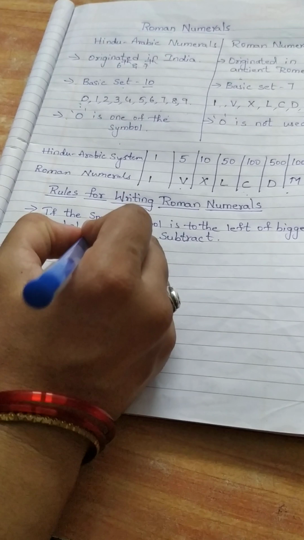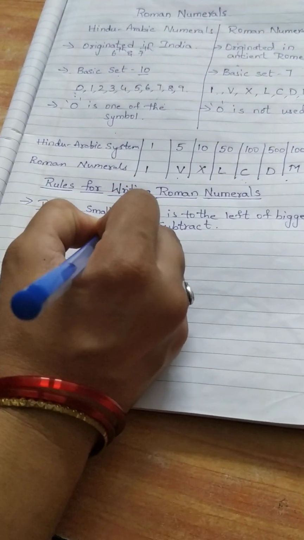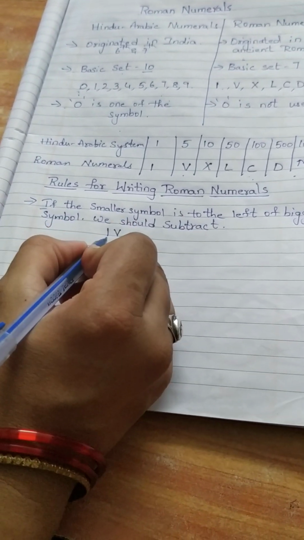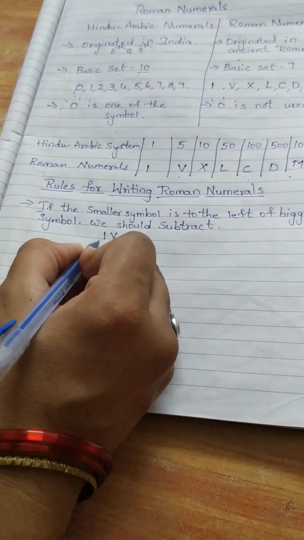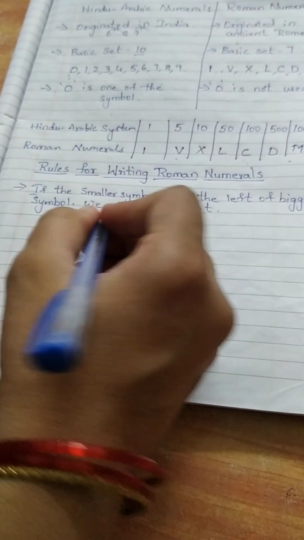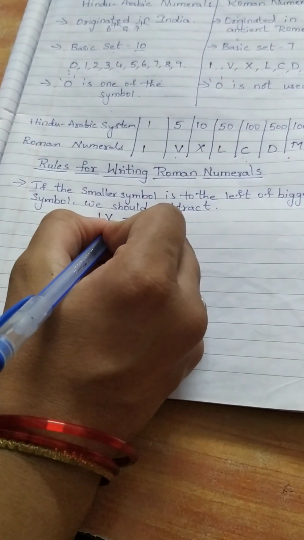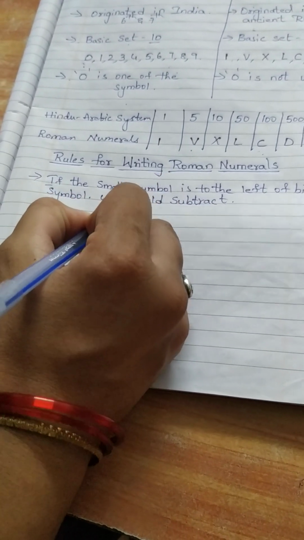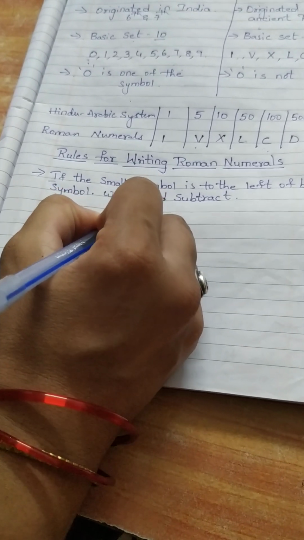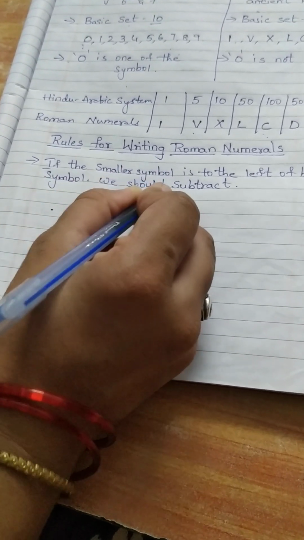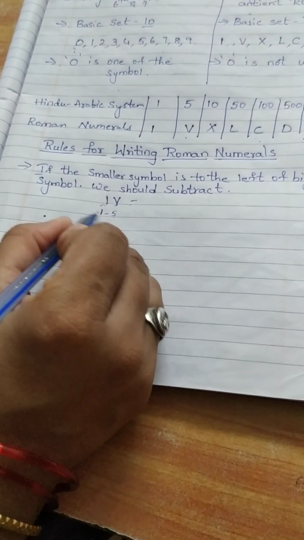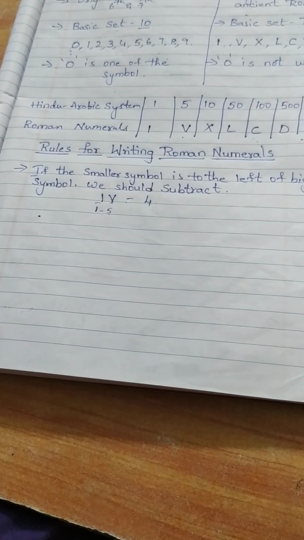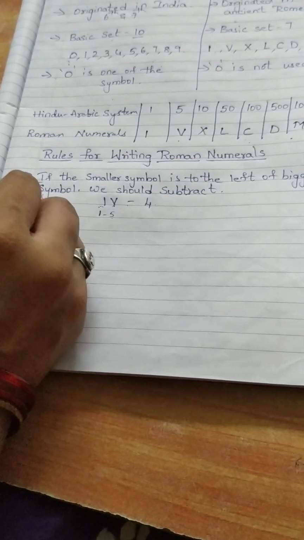For example, see, I and V. A smaller symbol is to the left. So you should always turn towards the symbol. This is the left and this is the right. So I is to the left of V. The value of I is 1 and the value of V is 5. So 5 minus, what did I tell you? I told you to subtract. So 5 minus 1 is 4. Is it clear? Is it easy for you, children?